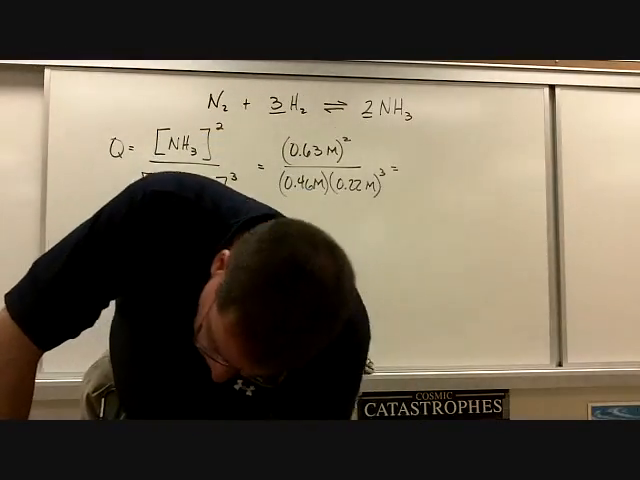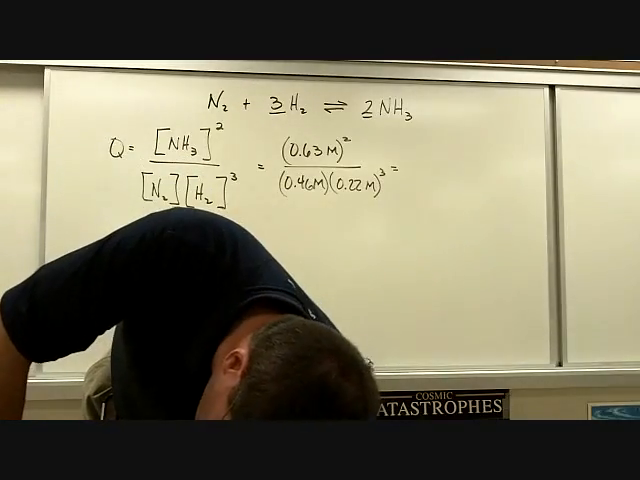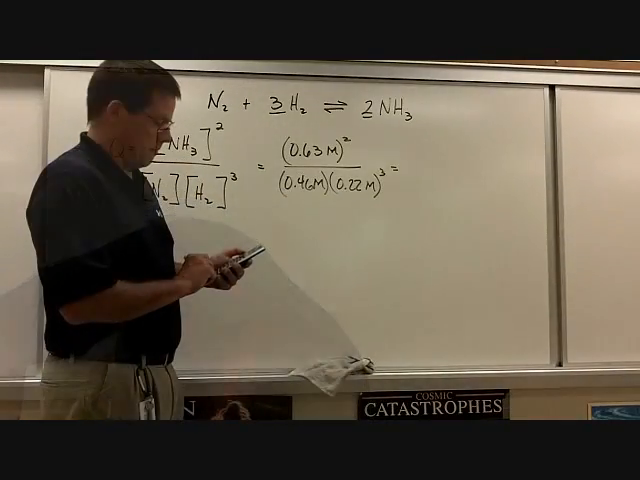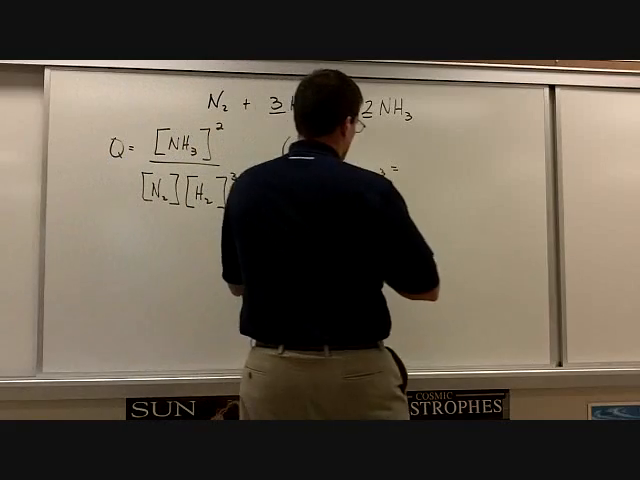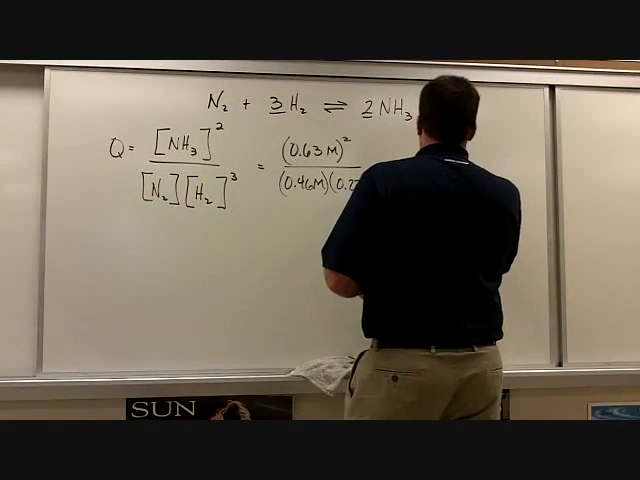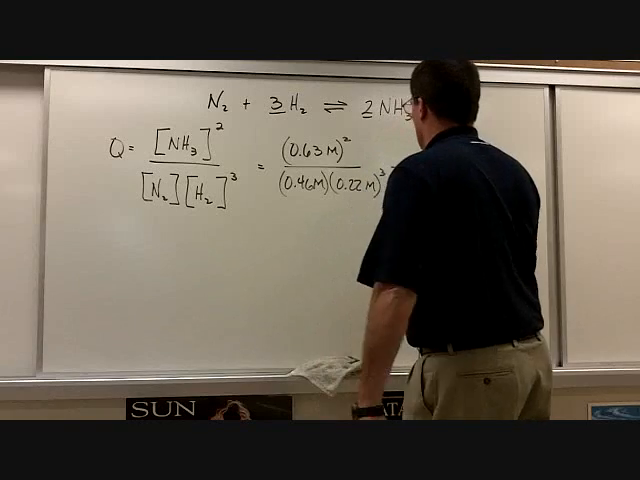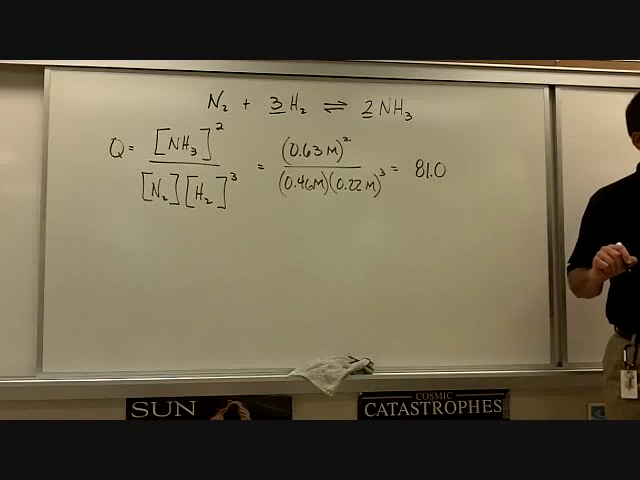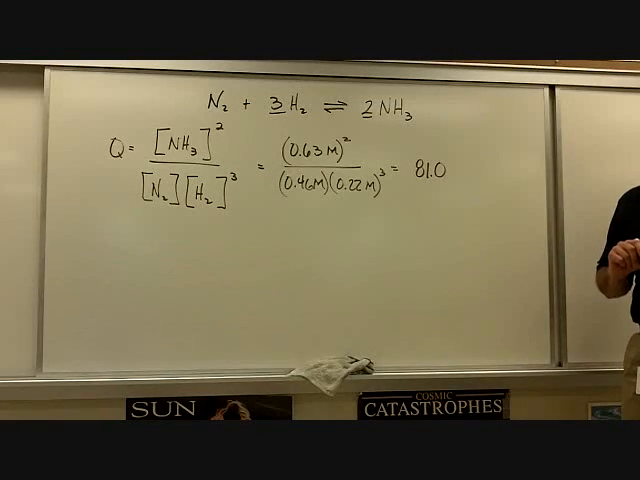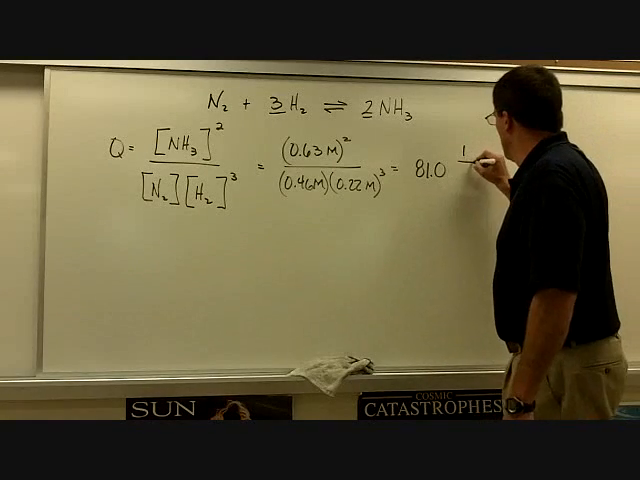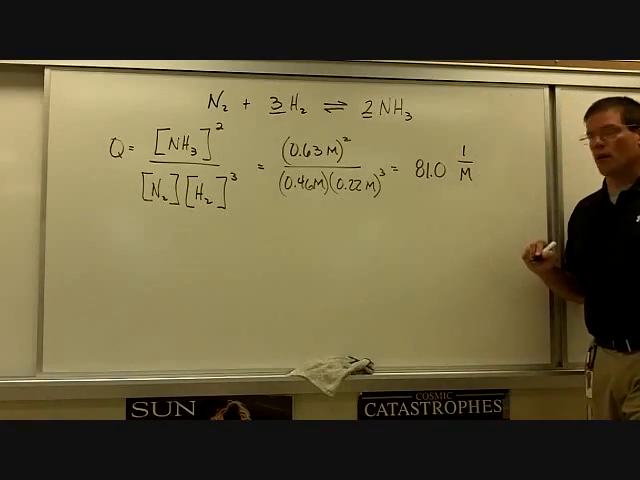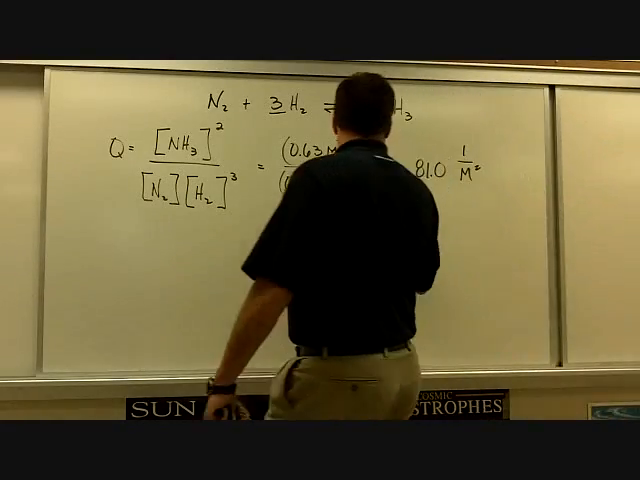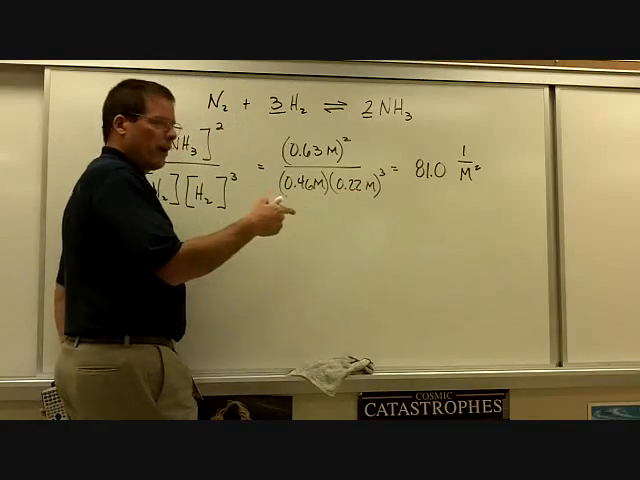And do show your unit. And it's not a conventional unit that we're used to, and that's okay. So 81, anybody get that? 81.318. What's my unit here? It's not something we've ever done before. One over molarity? Molarity squared. Good. Because again, we have 3 of them here, and whenever we multiply exponents, we add them.